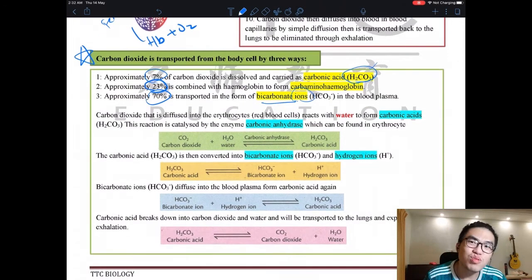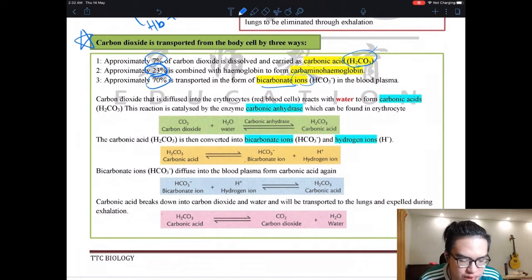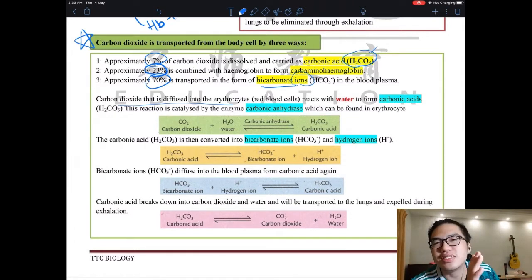So how is this bicarbonate ion formed? Water diffused into erythrocyte. Erythrocyte is red blood cell. It's a fancy way to say it. If you want to show off to your friend, you say erythrocyte. On your blood test report, it will just say RBC. In college, we all just say RBC. Even my lecturers say RBC because it's a simple way to refer.